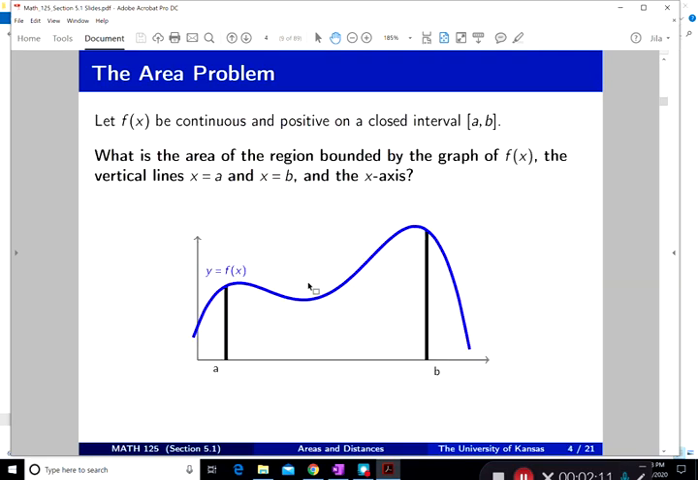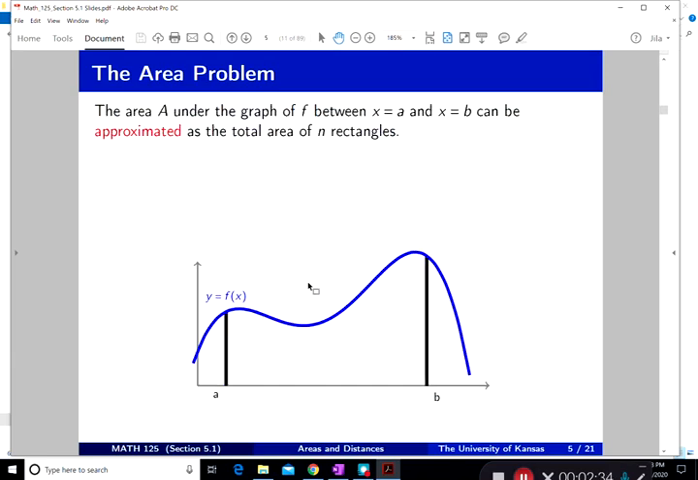So look at the area of the region bounded for a function f of x that is continuous and positive on a closed interval a and b. Look at the area of the region bounded by the graph, x equals a, x equals b, and the x-axis. And so how do I compute this? What we do is we start with an approximation of the area.